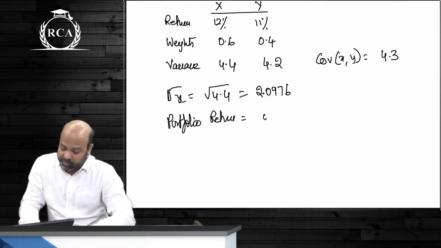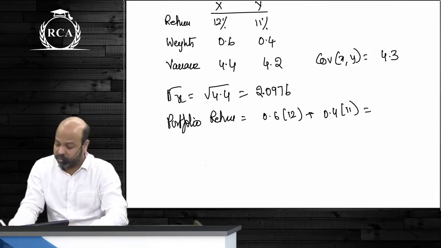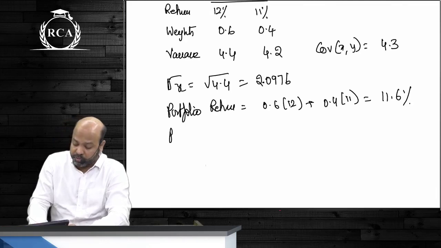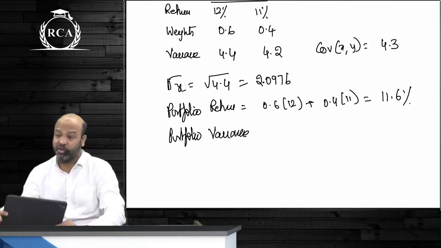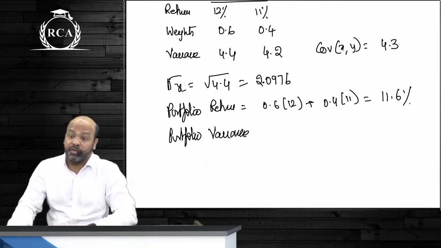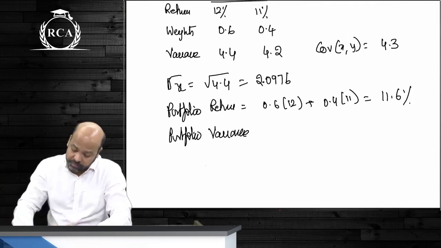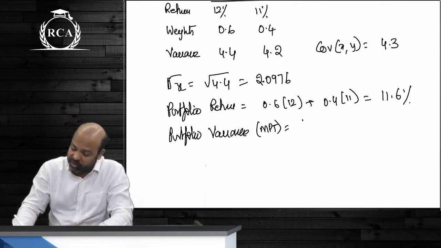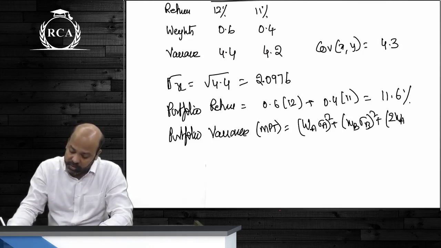So portfolio return will be 0.6 into 12% plus 0.4 into 11%. How much will that be, guys? 11.6%. The question gives no portfolio variance, so you will have to arrive at portfolio variance using modern portfolio theory. What is more appropriate, modern portfolio theory or Sharpe's index model? Modern portfolio theory, because we mathematically proved it also. If you remember, we took the overall column and arrived at the answer. As per modern portfolio theory, you will write weight A standard deviation of A whole square, weight B standard deviation of B whole square, 2 weight A weight B into covariance between A and B.